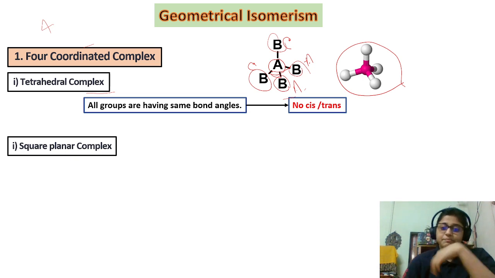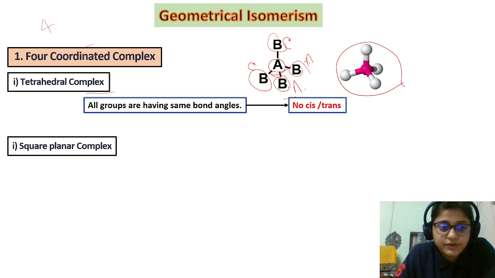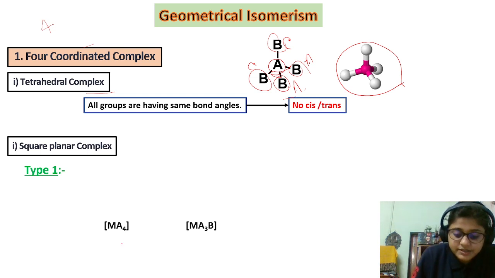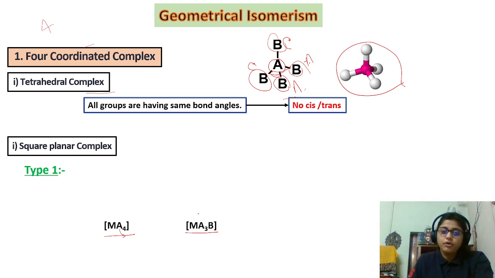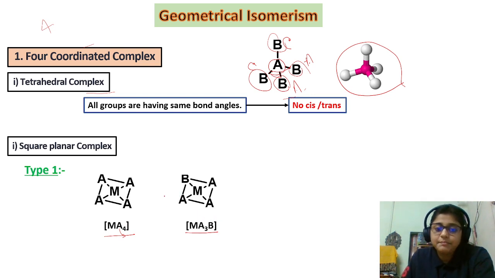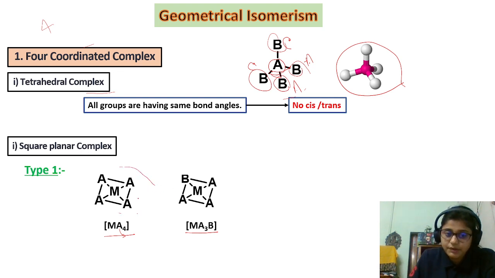Okay, fine. So square planar complexes. Square planar, type 1. What is type 1? MA4, where A is a ligand. Same type of 4 ligands are present, and MA3B. Okay. In this type, these two are possible. Sorry, this is the structure of these two complexes. MA4.